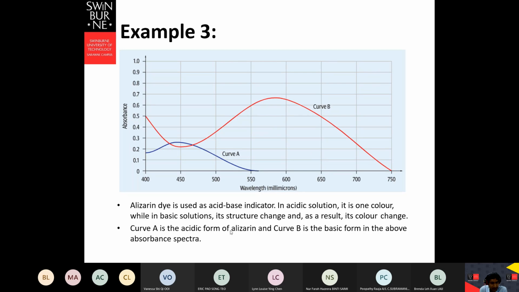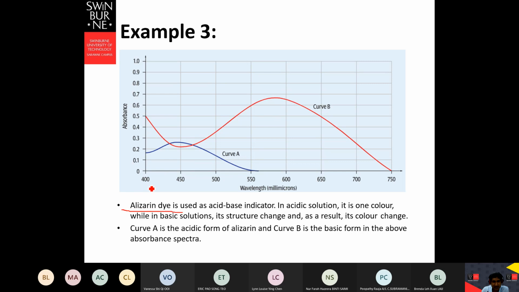Another problem is here that alizarin dye is used as an acid-base indicator. In acidic solution, it is one color, while in basic solution its structure changes, and as a result its color changes. Curve A is the acidic form of alizarin, and curve B is the basic form in the above absorption spectrum. So what color will we see for acidic medium and also for basic medium for alizarin?